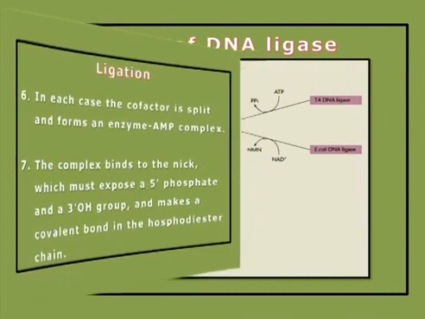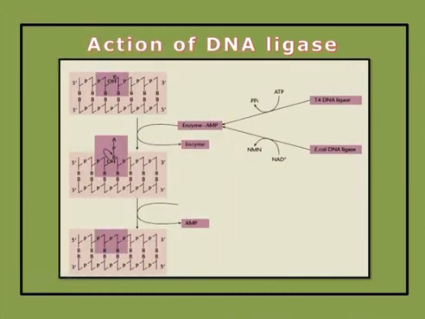And what it does is that this enzyme AMP complex, as you can see here, binds to the nicked DNA and carries on the covalent linkage, which leads to the phosphodiester bond formation between the two nicked DNA samples, and finally leads to joining of the DNA. So whatever may be the cofactor requirements, the final active thing is the enzyme AMP complex. Next step is the transformation of the ligated product.